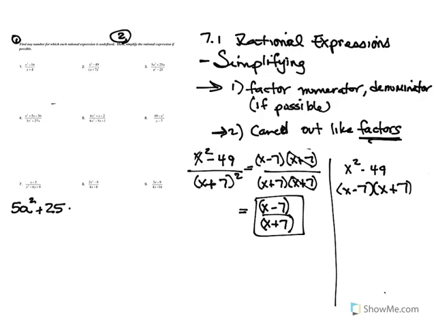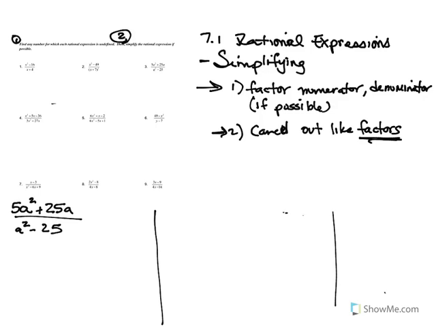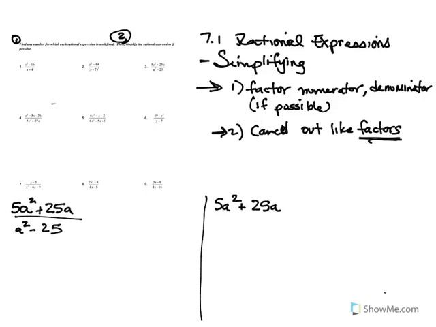All right, let's look at number 3. 5a squared plus 25a over a squared minus 25. Again, I recommend that you break up your sheet and do a little line separating your scratch work from the problem. I'm going to factor 5a squared plus 25a first. I have a GCF present. So 5a times a plus 5. And for the denominator, a squared minus 25 is the difference of two perfect squares. So a plus 5 and a minus 5.